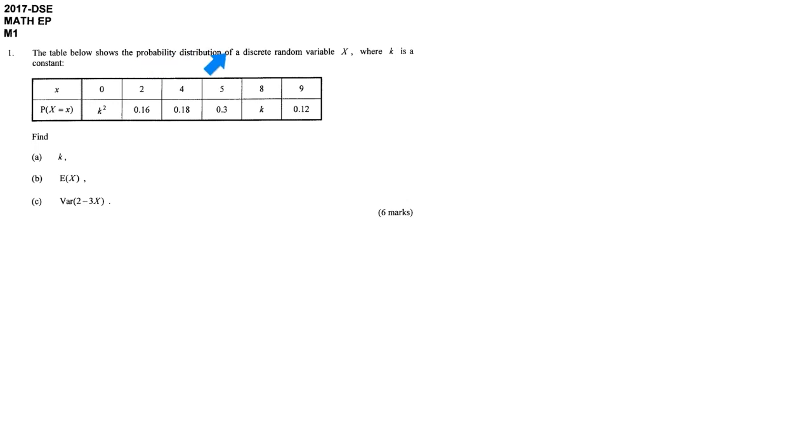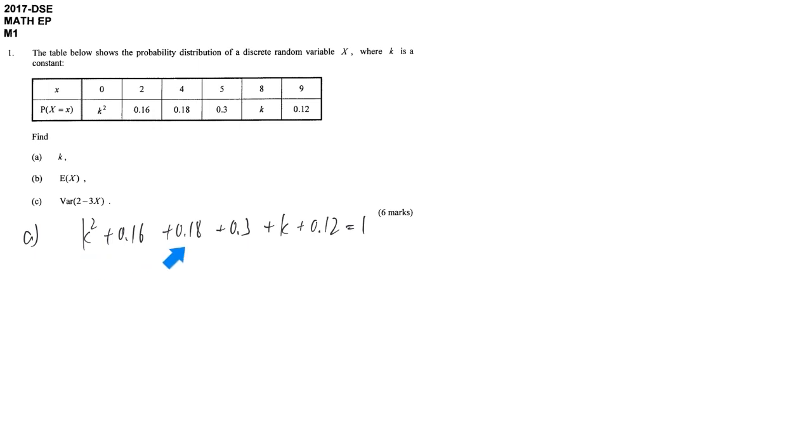They give you a probability distribution table again, and then they don't tell you any given value for variance and expected value. So if we just look at this table, we know that it includes all the possible outcomes. So every possibility added together should equal 1. That's why we can write down the equation: k squared plus 0.16 plus 0.18 plus 0.3 plus k plus 0.12 should equal 1.